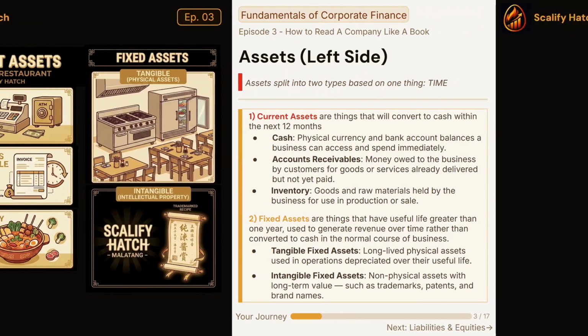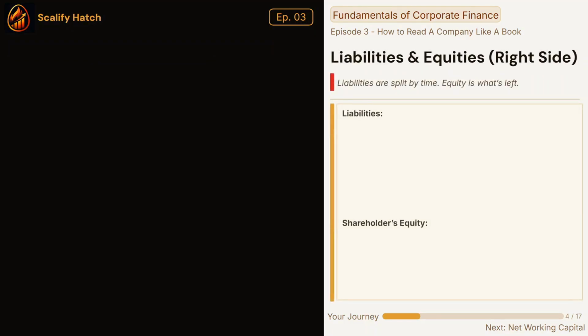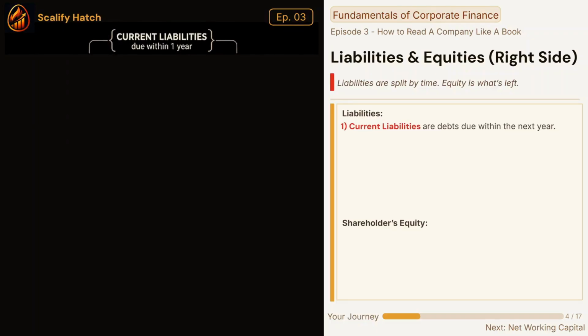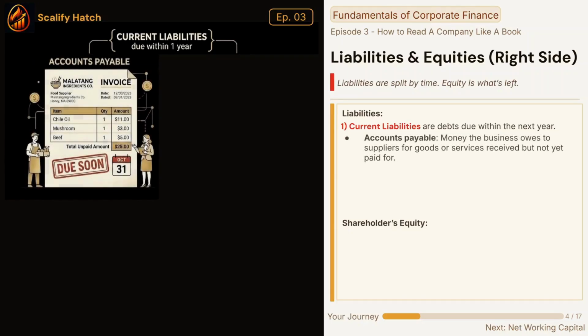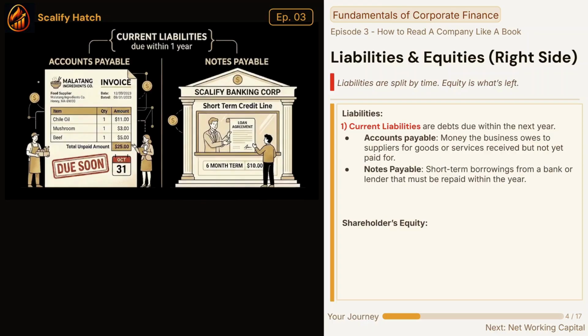Now let's flip to the right side. The right-hand side includes liabilities and equity. Starting off with the liabilities, like assets, they're also split by time, current versus long-term. The current liabilities are debts we have to pay within the next year. It includes accounts payable, the money the business owes to suppliers for goods or services received but not yet paid for. An example for our Malatang restaurant is that we ordered ingredients from our food supplier last week on credit. We haven't paid yet. That's money we owe that is due soon. There's also notes payable, which are short-term borrowings from a bank or lender that must be repaid within the year. And these are the current liabilities.